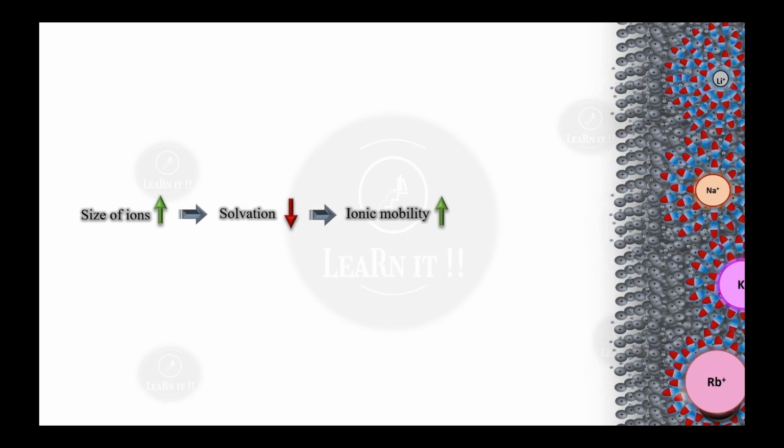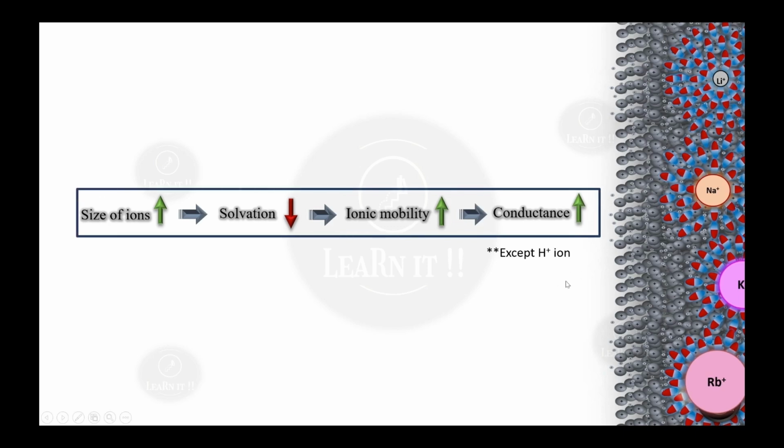So as the size of the ions increases, the solvation decreases. So ionic mobility increases, conductance increases, except for the H plus ion.